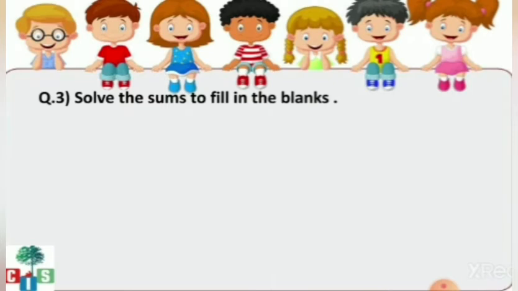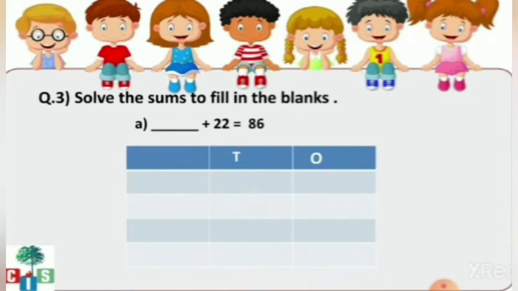So your first question is dash plus 22 equal to 86. Here the number is not given. We have to find out this number so that our answer should be 86. So what can we do? We have to subtract it.